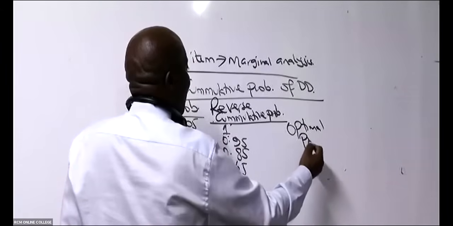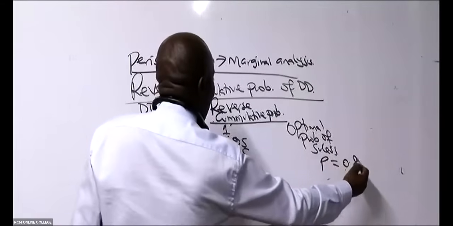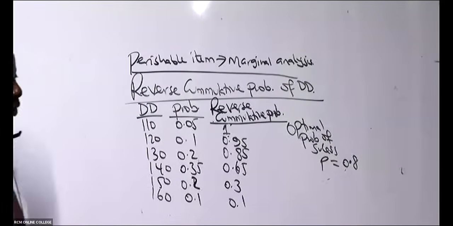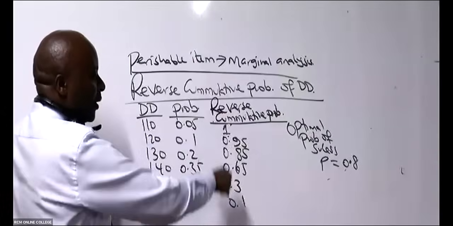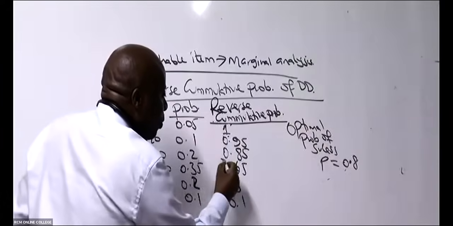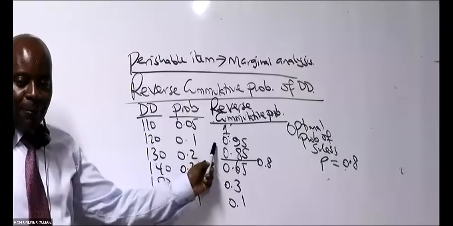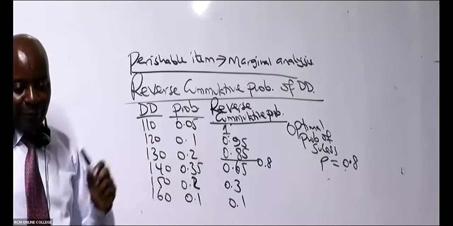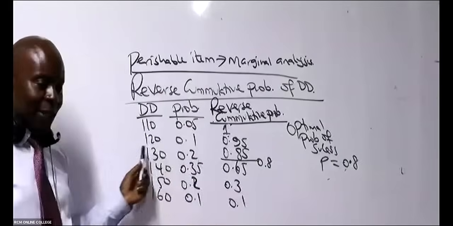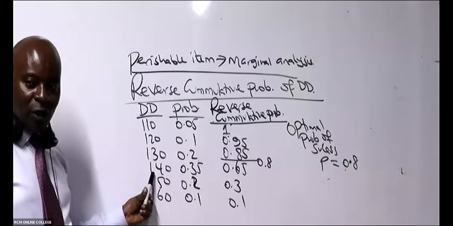Optimal probability of success. Our P was 0.8. So please locate 0.8 here in this cumulative. My 0.8 is in between 0.65 and 0.85, yes. So it means I have to stock between how many newspapers? I have to stock between 130 and 140.